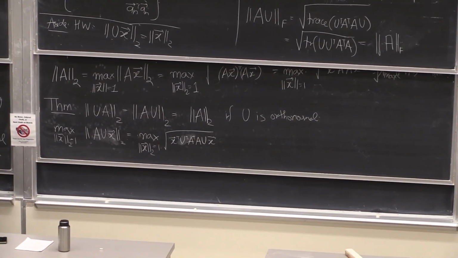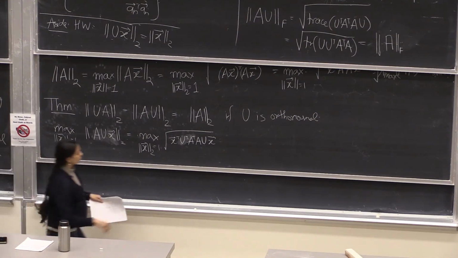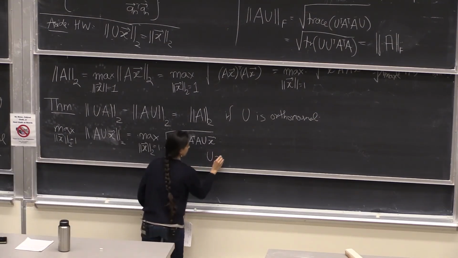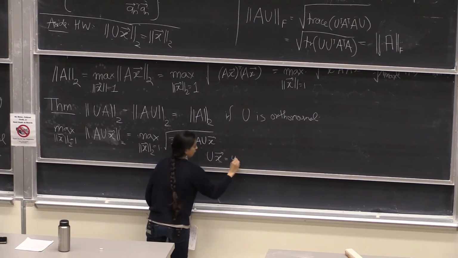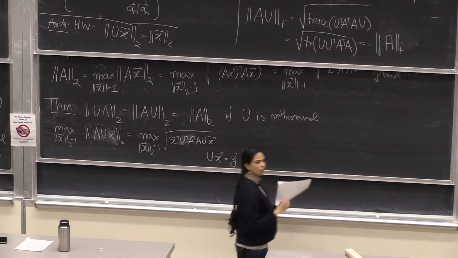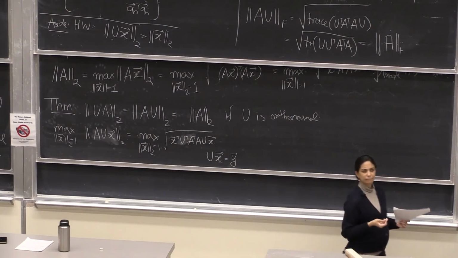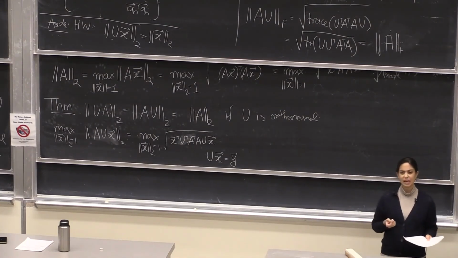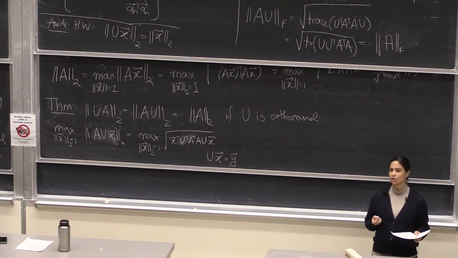What's the thing that you want to try and do here? This is a trick that we've used before. In last week or sometime? Yeah, at the back. Substitute UX with a new vector. Great idea. So if I take UX and I call it Y, what do I know about Y? Y has the same norm as X. So if X is a unit vector, what must Y be?